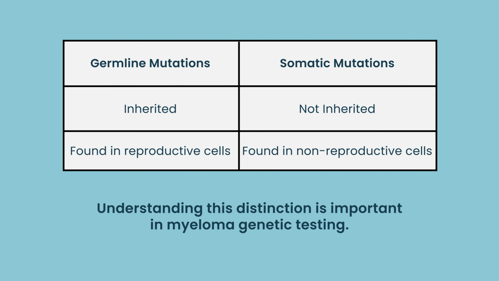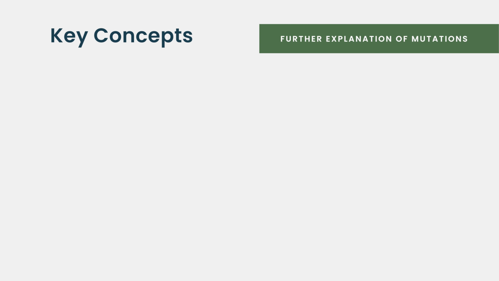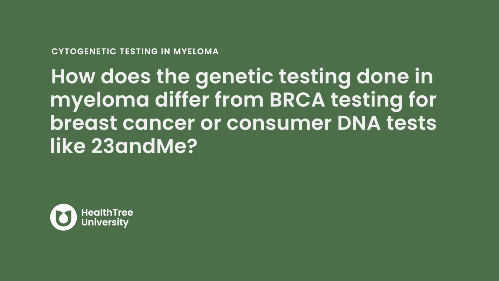Understanding this distinction is especially important when we talk about genetic testing in multiple myeloma. It helps explain how this type of testing differs from something like a BRCA test, which looks for inherited mutations that increase the risk of certain cancers. In this video, our expert doctors will break down these differences even further and explain what they mean for your care and treatment decisions. How does the genetic testing done in myeloma differ from BRCA testing for breast cancer or consumer DNA tests like 23andMe?